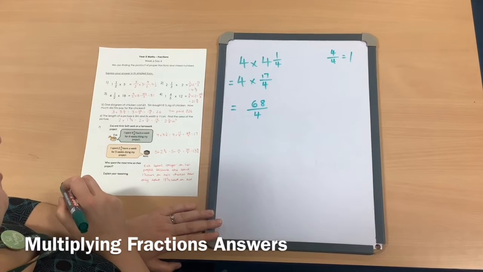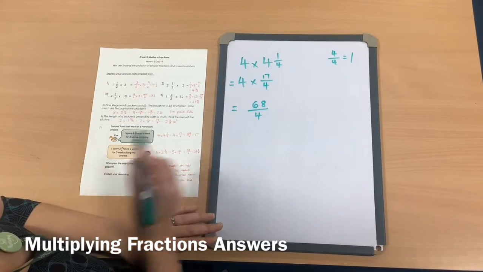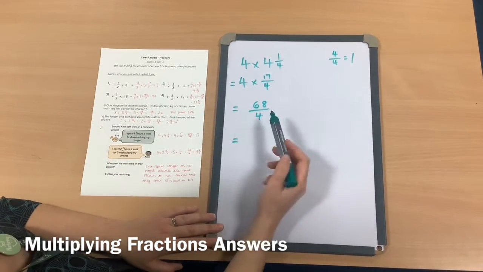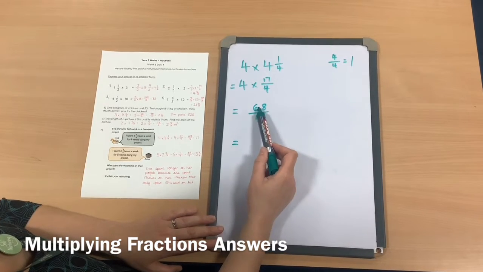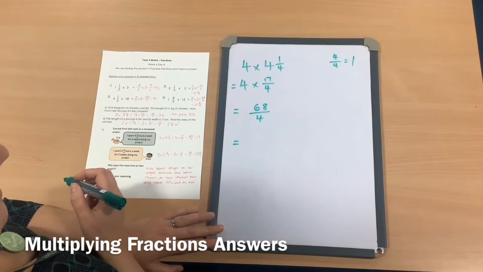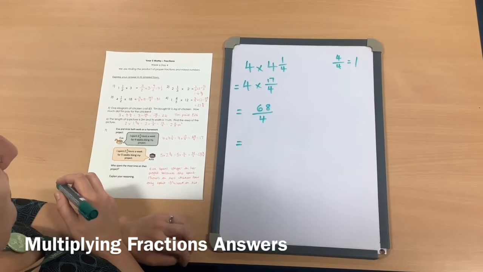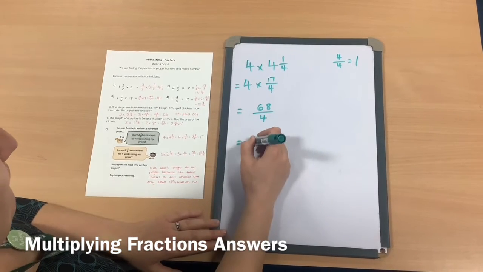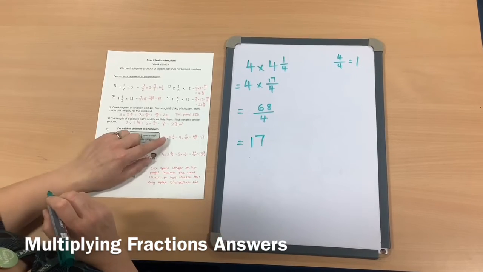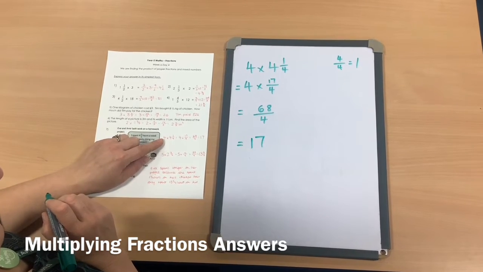Okay, so 68 quarters. And then I can turn that back into a whole number by working out how many 4s there are in 68. Now I know there are 10 4s in 40 and 7 4s in 28. So that's going to be 17. So that's her 17 hours. That's the calculation I did there.